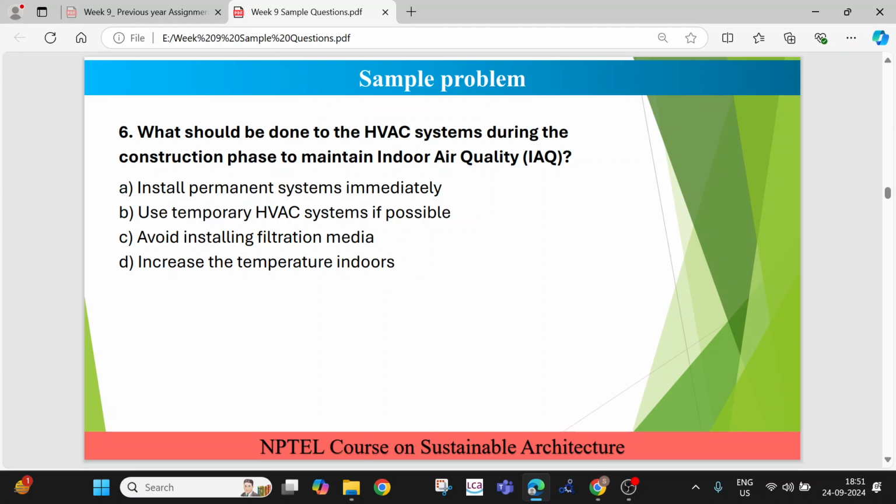So if you are going for the permanent, then it is not the recommended option. Otherwise, you will face some sort of poor indoor air quality. That's why option B is the suitable one, and all of you have answered it correctly also. So let's not discuss it further and move to the next question so that we can finish it on time.